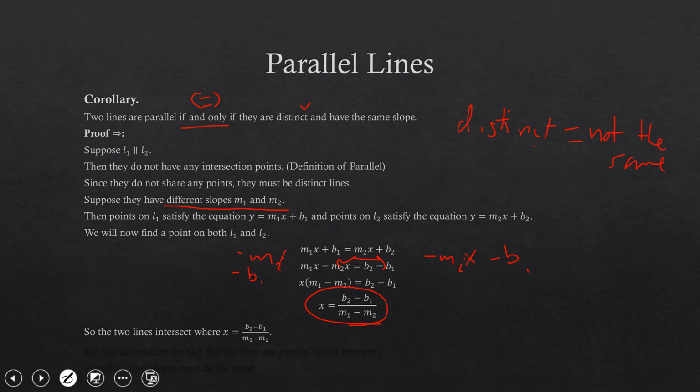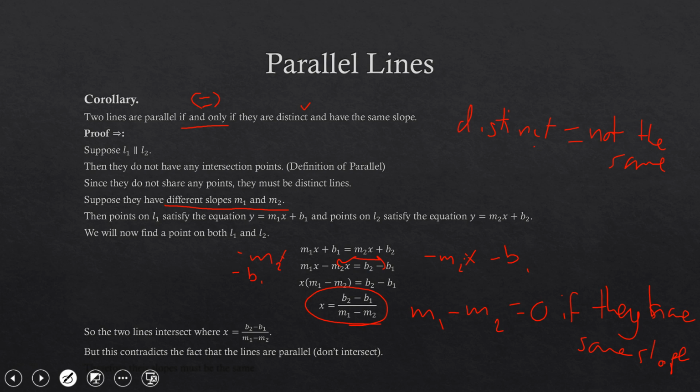Now if they had the same slope, what would happen here is that m1 minus m2 would equal 0. And that's bad. They have the same slope, and so then you'd be dividing by 0, and that would give you a problem. But in this case, we supposed that they had different slopes, and so that's a perfectly valid number, and so we found an intersection point.